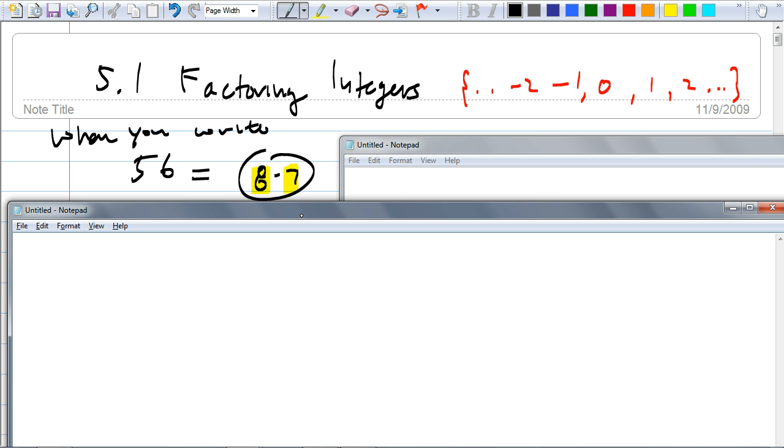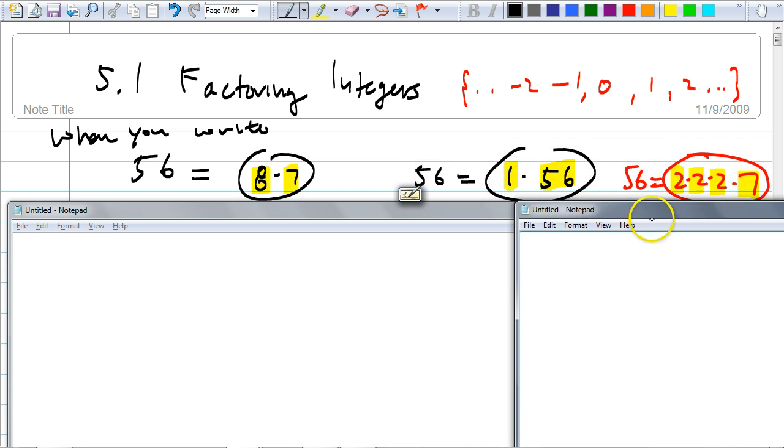You guys remember the difference between factors and terms? Terms are separated by what? Addition signs. Factors are separated by multiplication. You can think of it that way. So as you can see, we factored 56 because we wrote it as a product. Is this the only way to write 56 as a product? No. What's the easiest way to write 56 as a product? Yeah, 56 times 1.